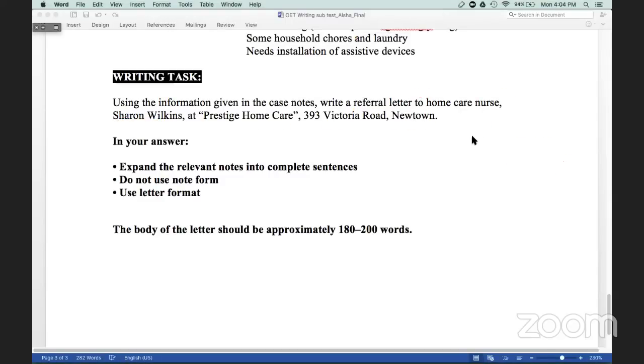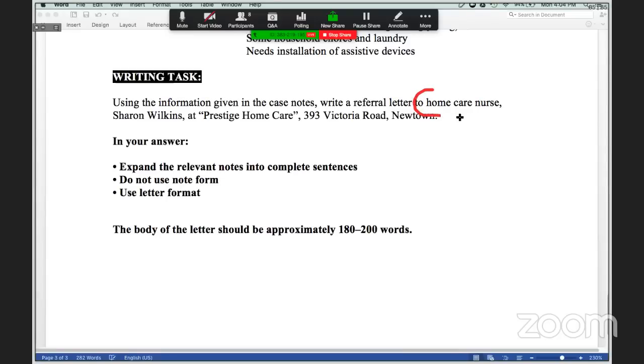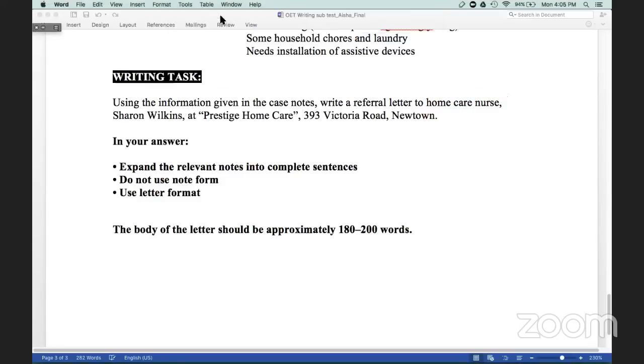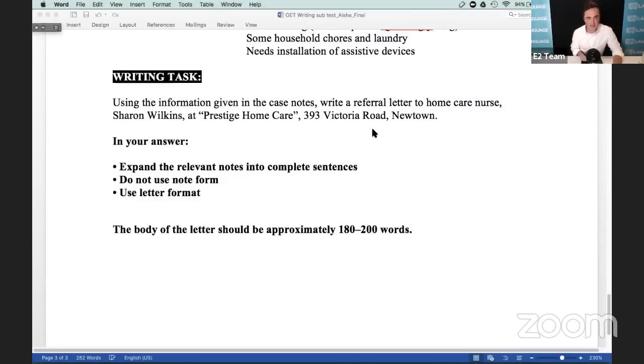So the most important thing here is that we're writing to this person, and we're writing a referral letter. Right, we've got that under control. Now we can go back up to the top and we can start to read the case notes from beginning to end to find out about the patient.